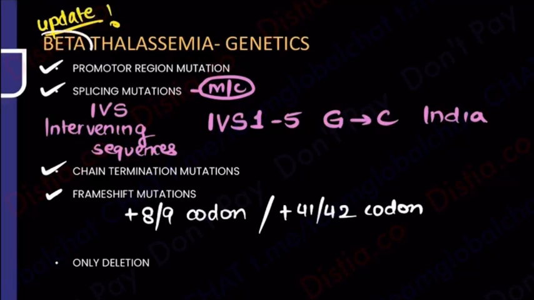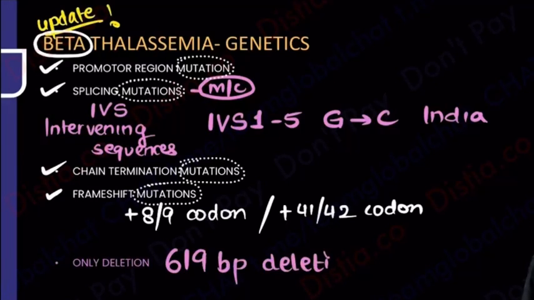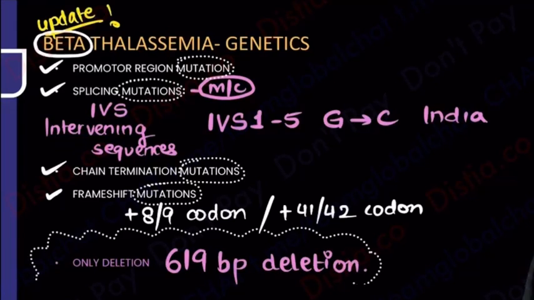Because I was talking about beta thalassemia, I kept talking about mutation, mutation, mutation, because the concept in beta thalassemia is always mutations. But now I'll tell you the update, which is the only deletion that happens in beta thalassemia, and that is the 619 base pair deletion. The only deletion that happens is 619 base pair. Very, very, very important set of information that you have.